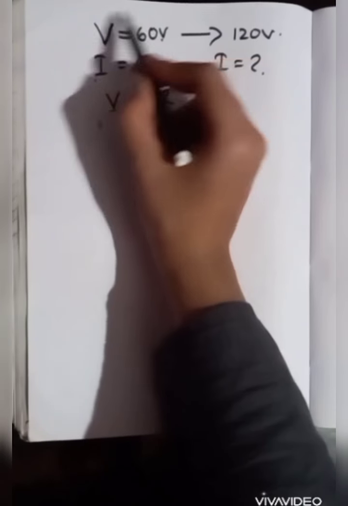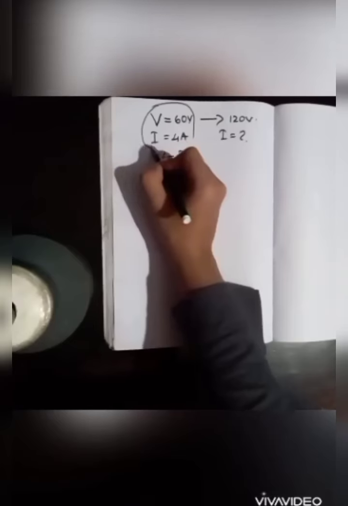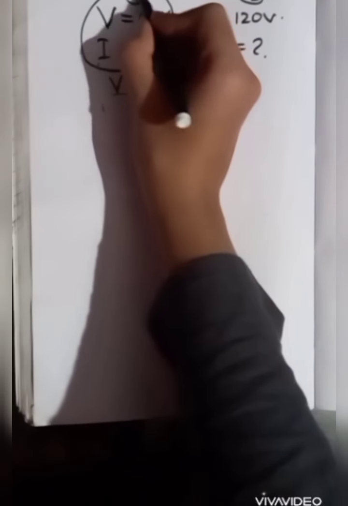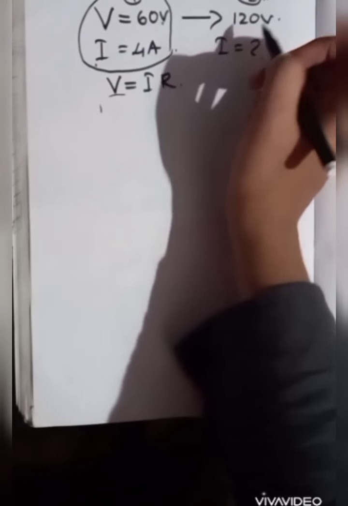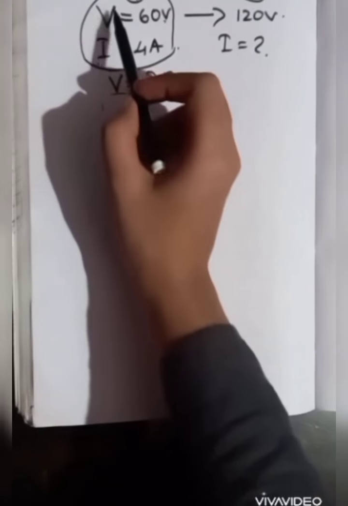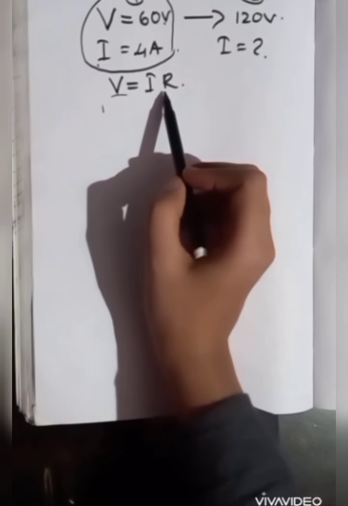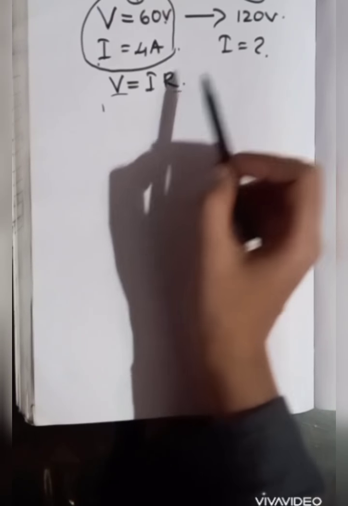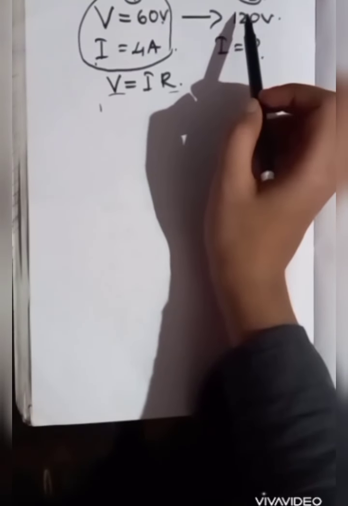We can divide these into two situations. This is the first situation and this is the second situation. In the first situation, we have to calculate the resistance. V and I are given, so we can calculate the value of R using this equation. Then, resistance does not change. So by using the value of R in the second case, we will get how much current is used.